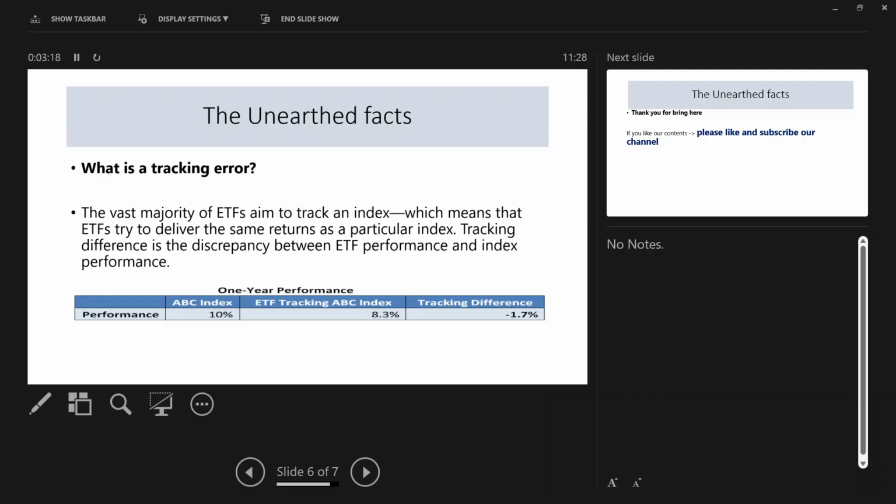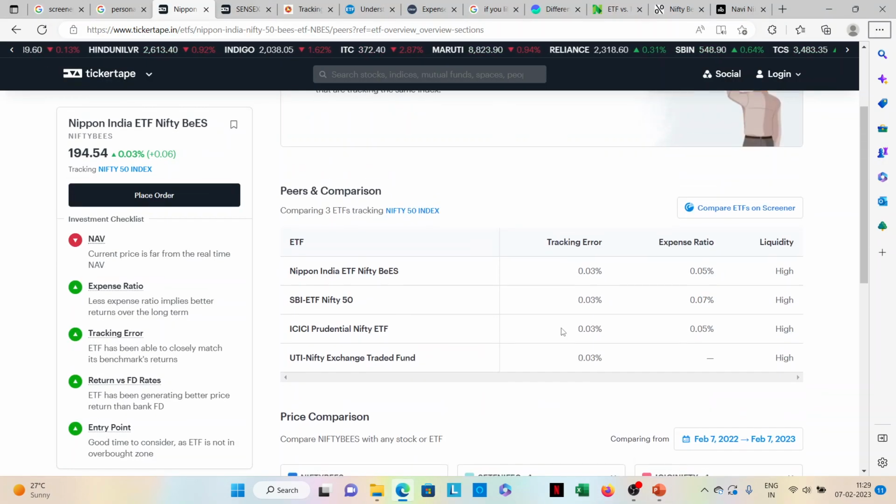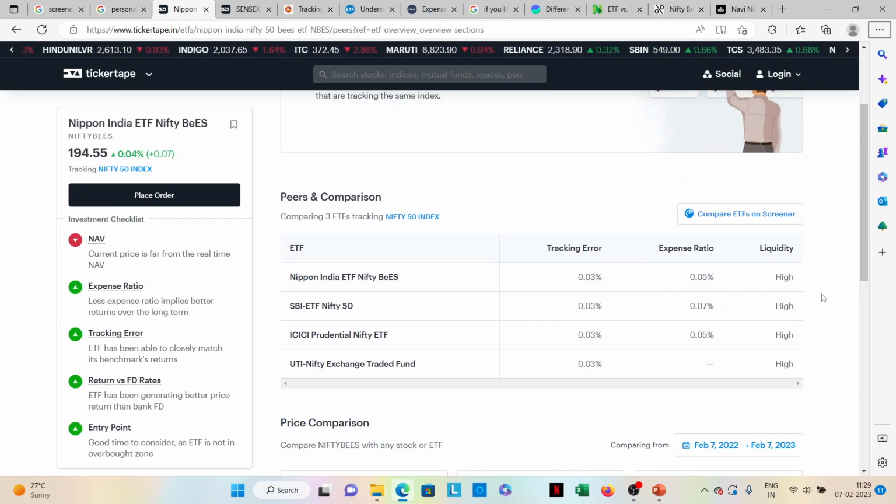But the one we just saw, 0.03 of tracking difference, that's absolutely fine. My understanding is not above 0.5 or 0.6, but it completely depends on which index you're talking about and that particular category, of course. So that's how it is. Okay, so this is tracking difference. That is important. Now we'll go back to the list that we are looking at. Now this makes sense to you, right?